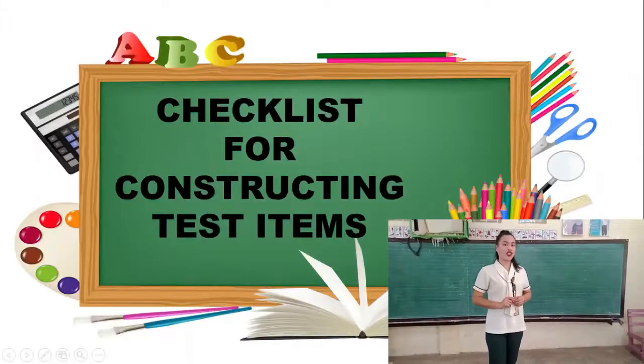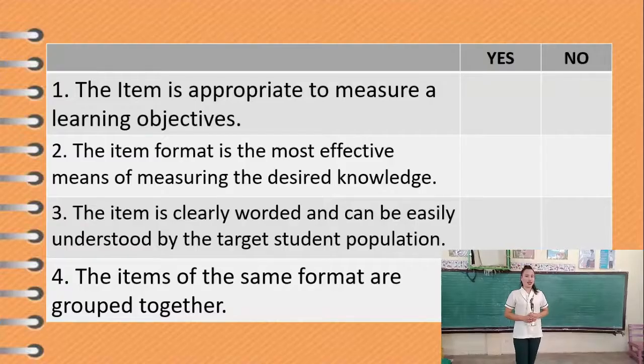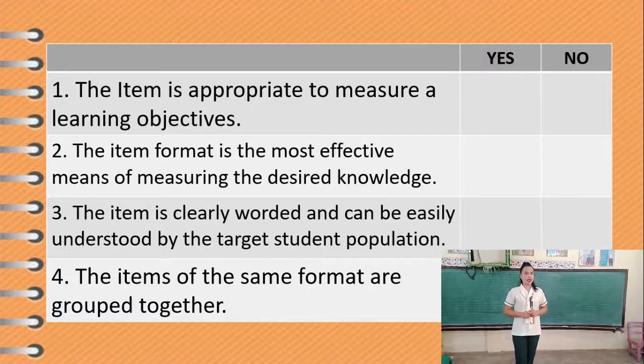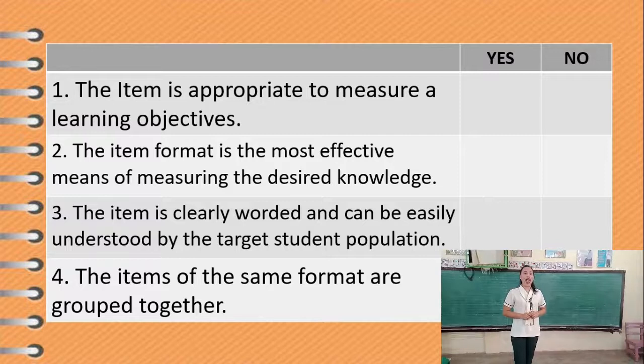Thank you, Sir Richard. Now, let's tackle the checklist for constructing test items. Number 1, the item is appropriate to measure a learning objective. Number 2, the item format is the most effective. Number 3, the item is clearly worded and can be easily understood by the target student population.